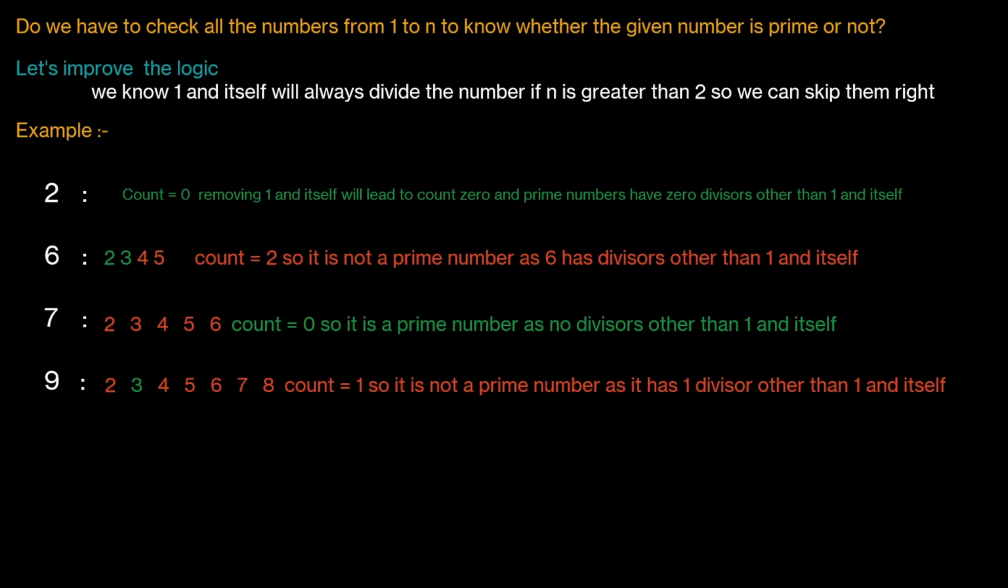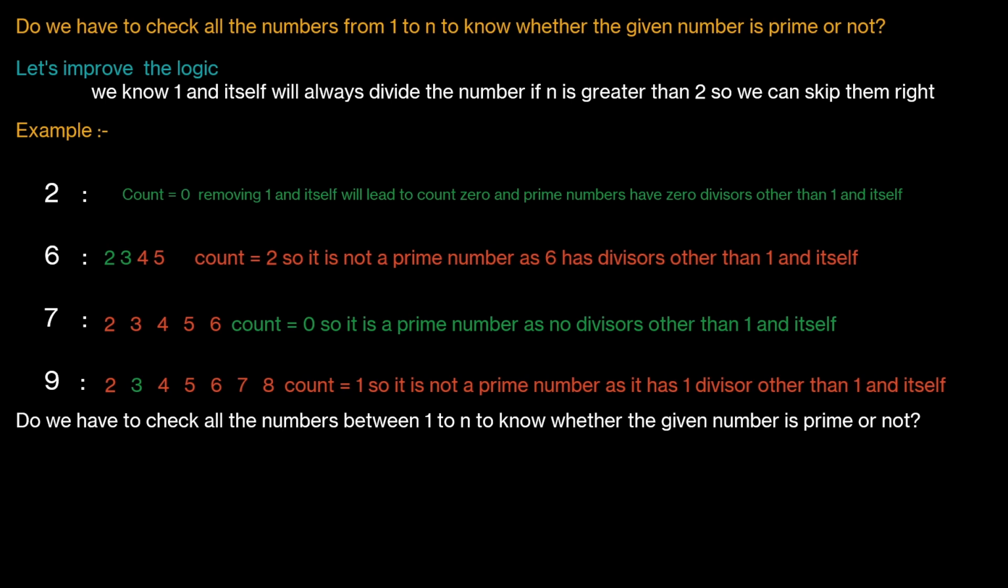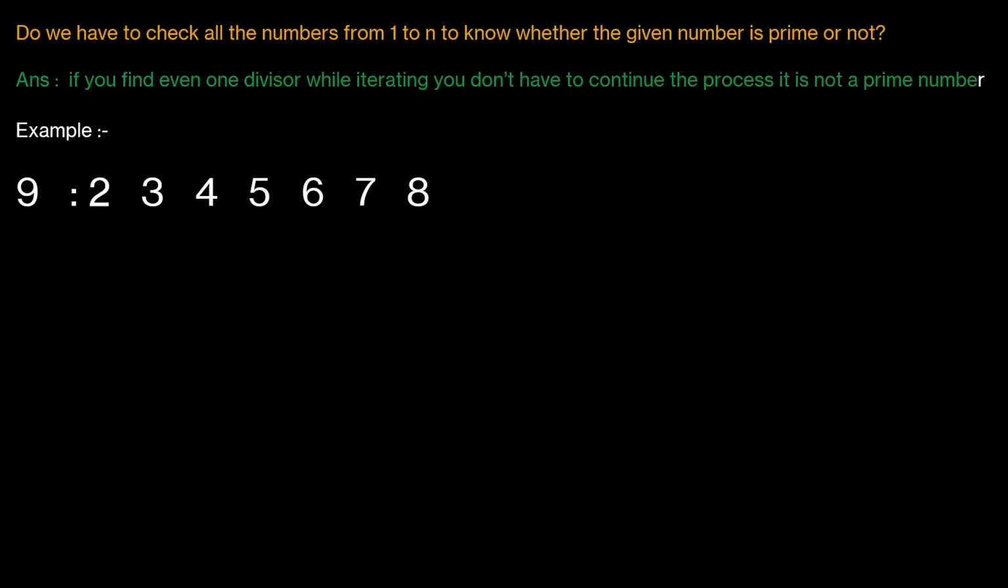So to be a prime number, it does not have any divisors other than 1 and itself. Still, we are checking from 2 to n minus 1. So do we have to check all numbers between 1 to n, which is 2 to n minus 1, to know whether the given number is prime or not? The answer is, if you find even one divisor while iterating, you don't have to continue the process. It is not a prime number.